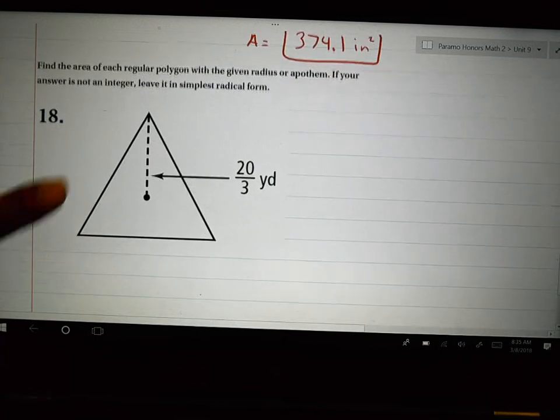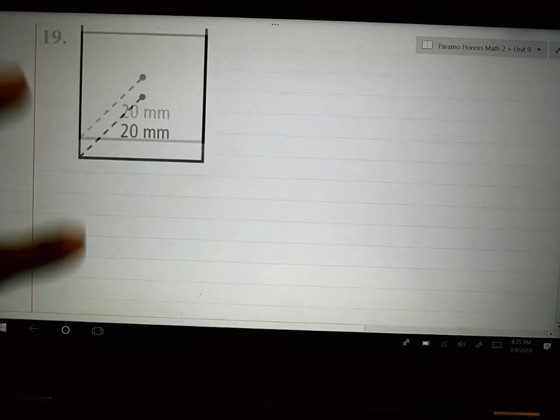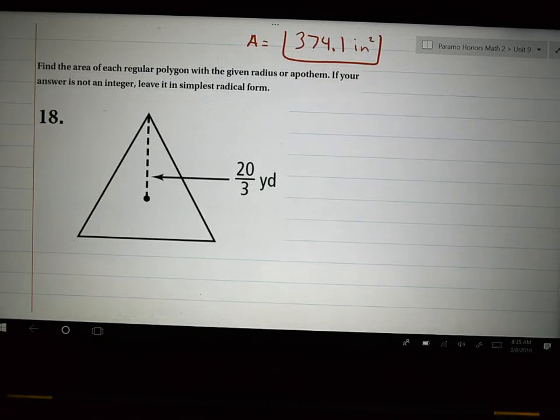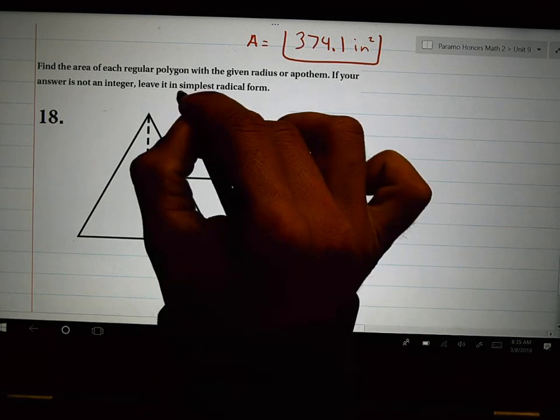Number 18 and 19 are our last two, and then we'll be done. Number 18. If your answer is not an integer, leave it in simplest radical form.